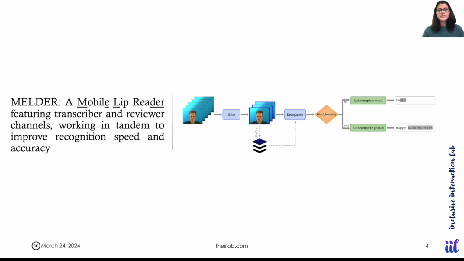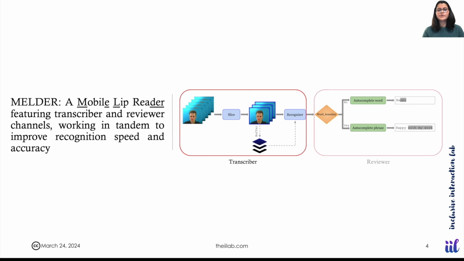We present MELDER, a digital lip reader for mobile devices that uses a transcriber and a reviewer channel in parallel to enhance the speed and accuracy of recognition and to provide the user with continuous visual feedback on the recognition process.